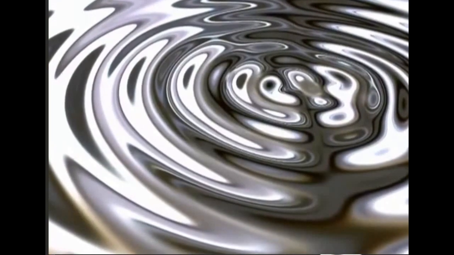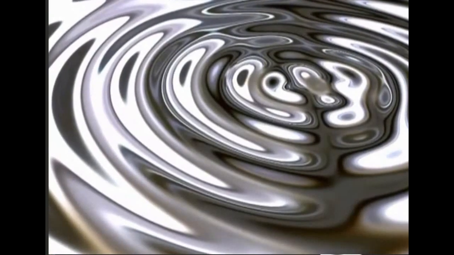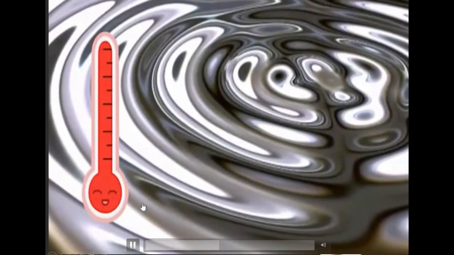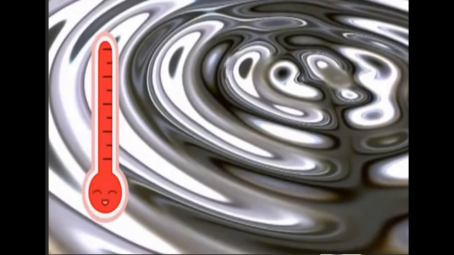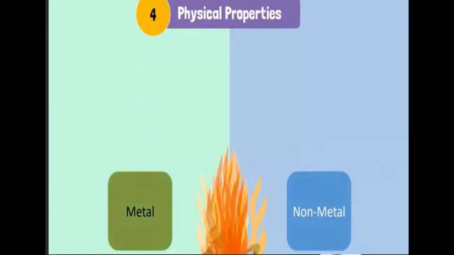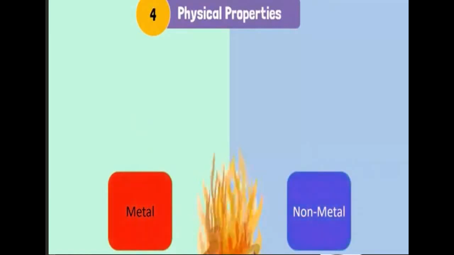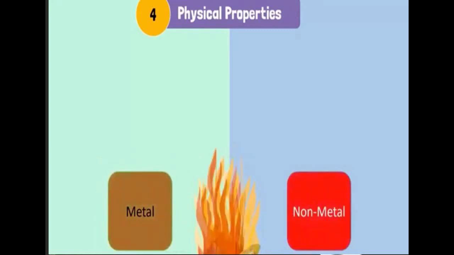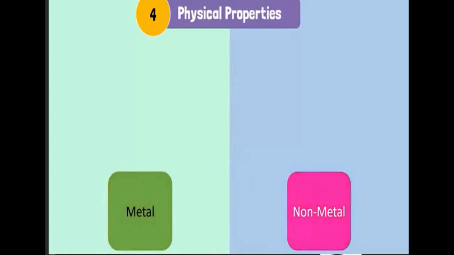Mercury is the only metal that is liquid at room temperature. This allows us to use it in thermometers. Mercury is also used in a thermometer because metals are good conductors of heat. This means they heat up very quickly as well as cool down very quickly when the heat source is blocked or moved away. On the other hand, non-metals take time to heat up and to cool down. They're also more likely to catch fire.